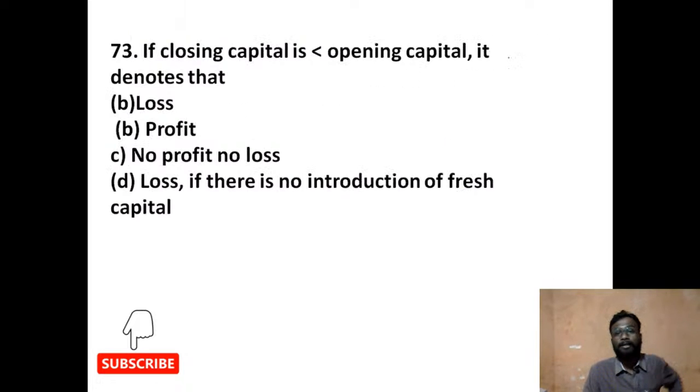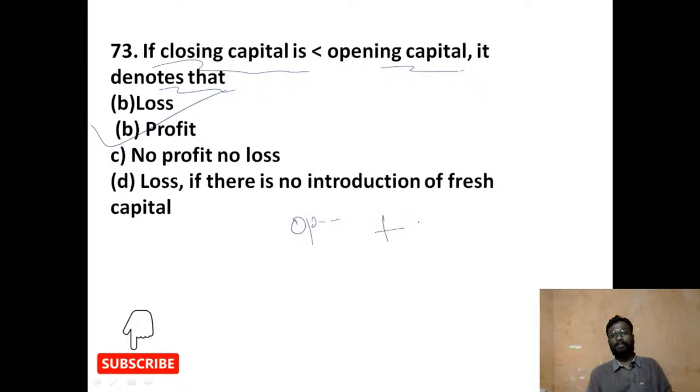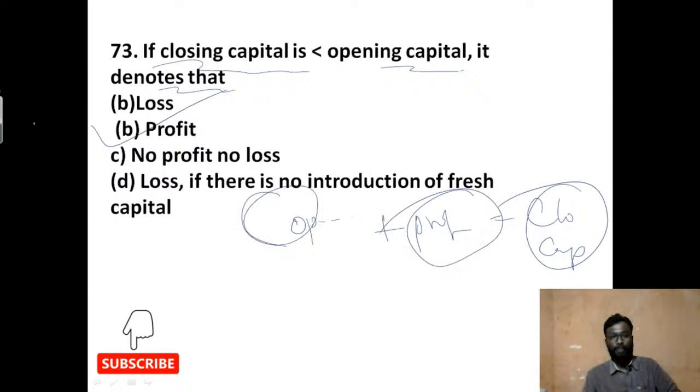If closing capital is less than opening capital, what does it denote? It denotes a loss. But if closing capital is more than opening capital, with the use of opening capital we have earned a profit that shows up as closing capital, which shows us we have earned a profit, isn't it? Yes.